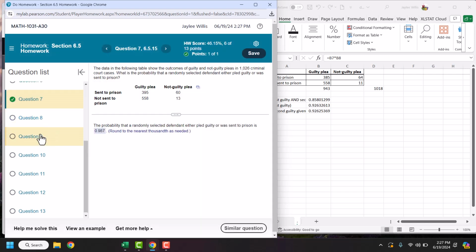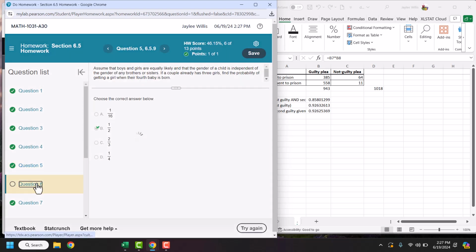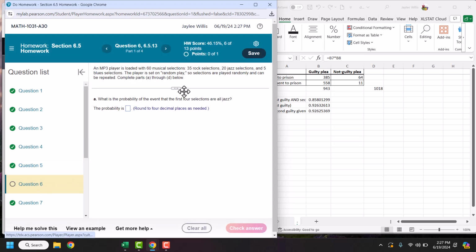Now, I think it was question 6, I want to say. Yes. So on this one, you're given a bunch of different musical selections. So you have 60 musical selections, 35 are rock, 20 are jazz, 5 are blues, and the player is set on random play, so the selections are played randomly and they can be repeated.